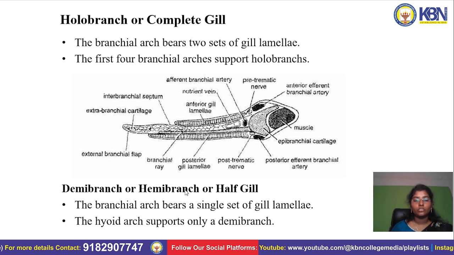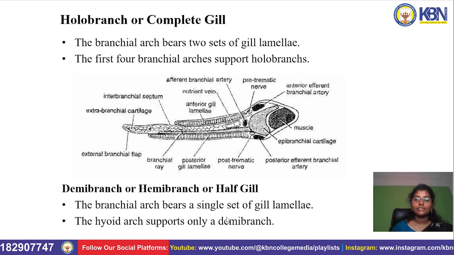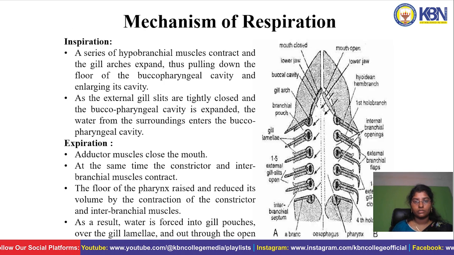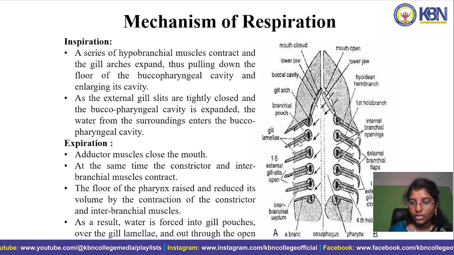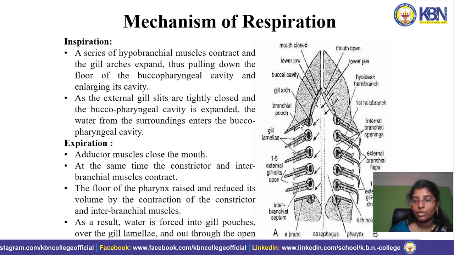But in demibranch or hemibranch, the branchial arch bears a single set of gill lamellae. The hyoid arch supports only demibranch. Here we can observe the 2 gill lamellae are present. But here we can observe a single set of gill lamellae. So this one is called holobranch, this is called hemibranch.